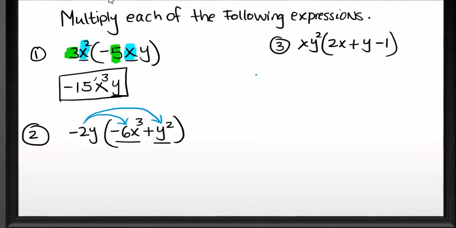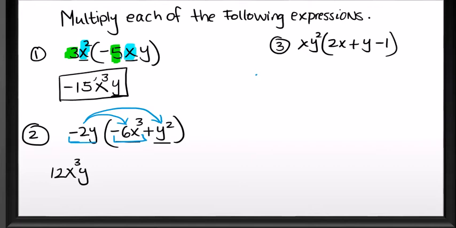Okay, so let's do this one. Multiply the coefficients. So we'll deal with this one first. Negative 2 times negative 6 is positive 12. We have a y here, but we don't have a y here. And there is x to the power 3 here. So what we will do, just keep them as they are, but we always put them in alphabetical order. So x comes first, and then we'll write a y. We're done with that.